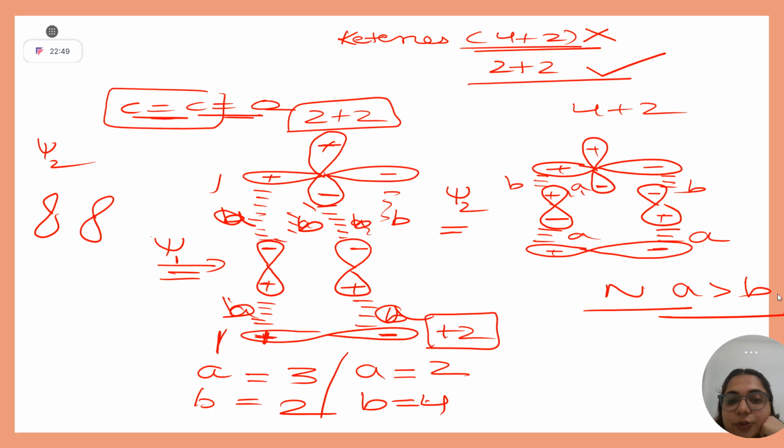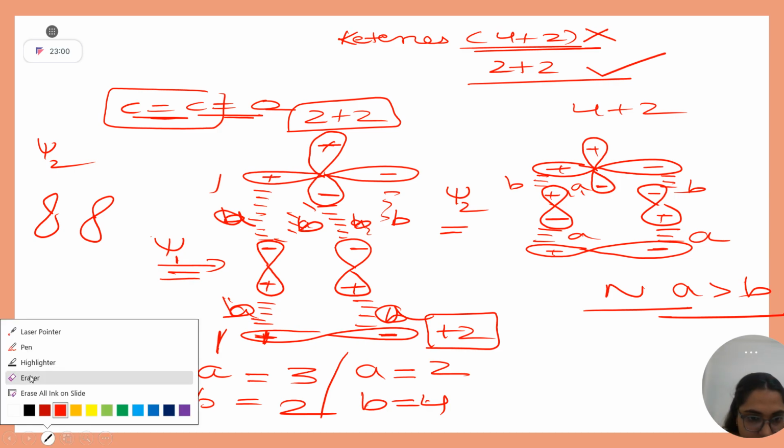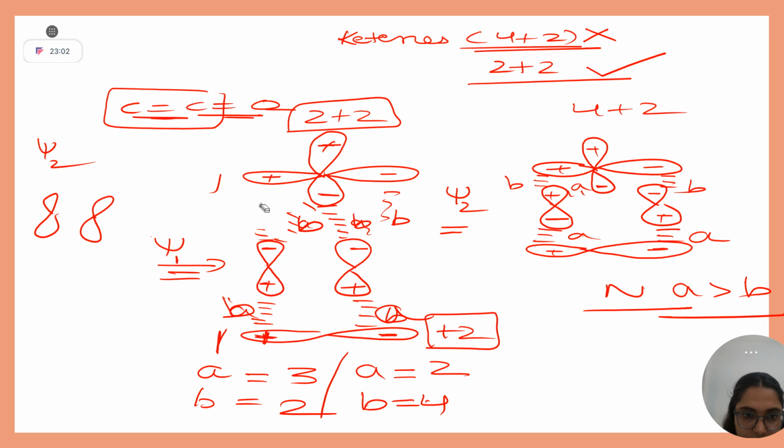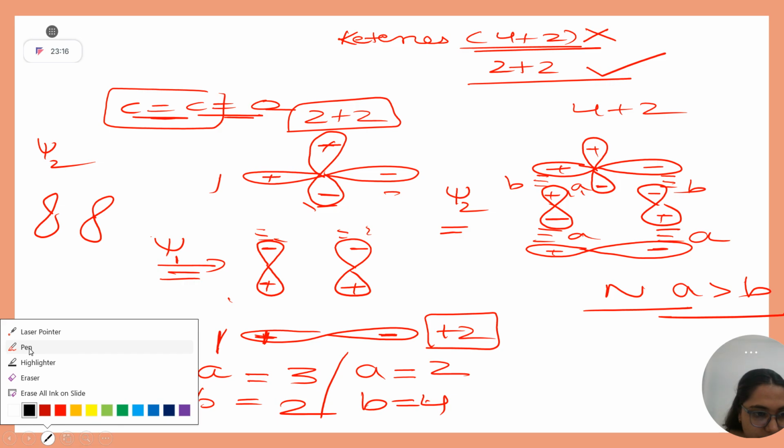You understood, or you got confused in the last part? I will explain again. Yes, ma'am, I was a bit confused. Let's erase this one. Actually, here two perpendicular pi orbitals are involved, so it is quite difficult to make you understand. But let me try once more.